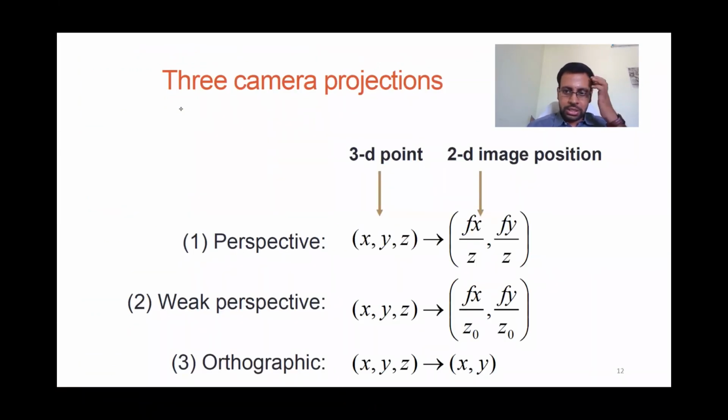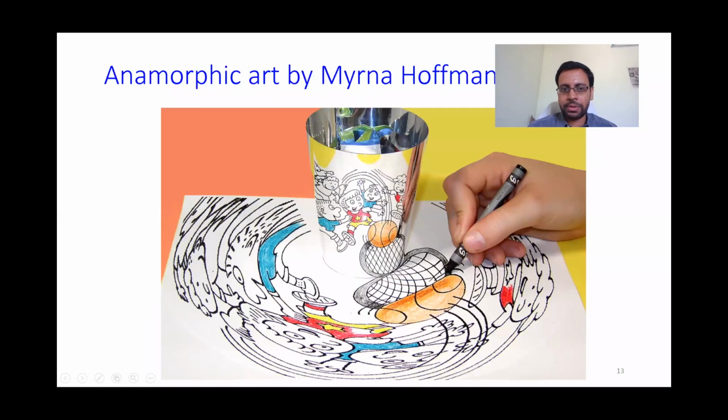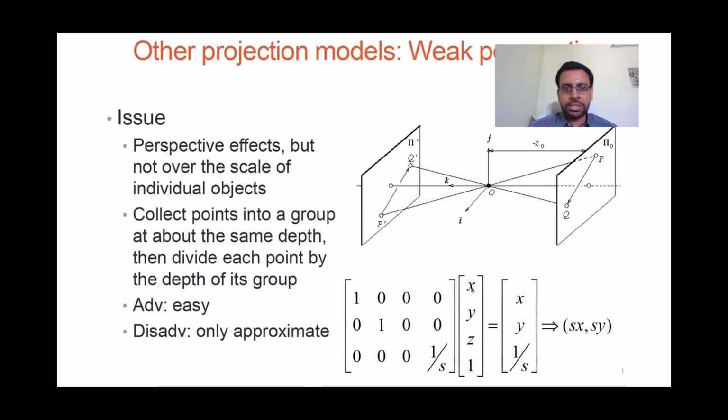So let me come back here and show you all projections in one go. Essentially, perspective projection is Fx by Z and Fy by Z. Weak perspective projection is Fx by Z naught and Fy by Z naught. And orthographic projection is simply X, Y. Here you are getting 1 by S, so that multiplication would give you Sx comma Sy. Is weak perspective projection clear?